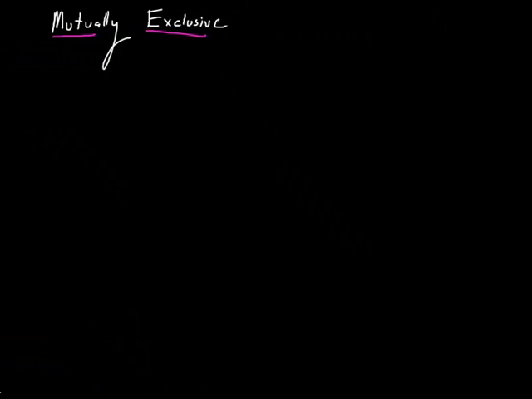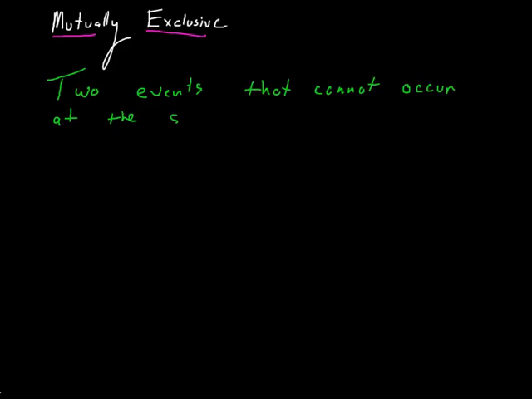If you read the notes, it does talk about mutually exclusive. Mutually exclusive is simply 2 events that cannot occur at the same time. That's mutually exclusive. So let's think of some examples here. For example, getting a red card and getting a black card. So you're pulling cards out of a deck and you're going to get a red card and a black card. Those are mutually exclusive. It cannot happen. You cannot get a red card and a black card at the same time.